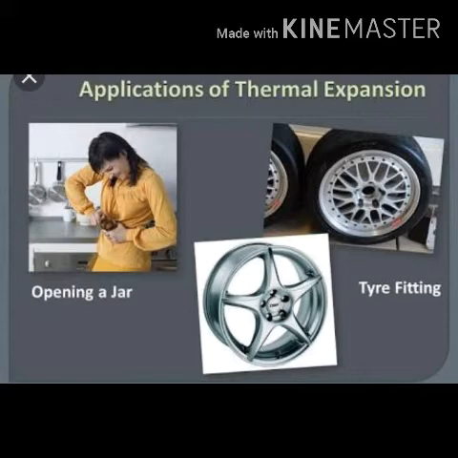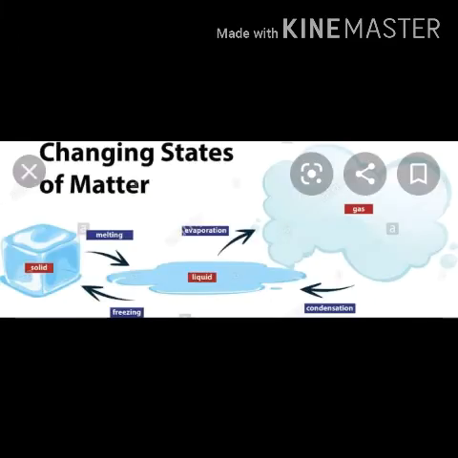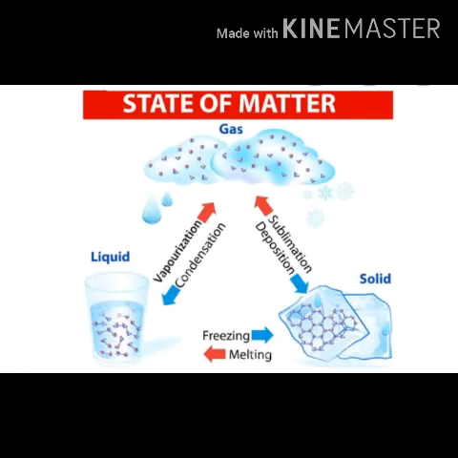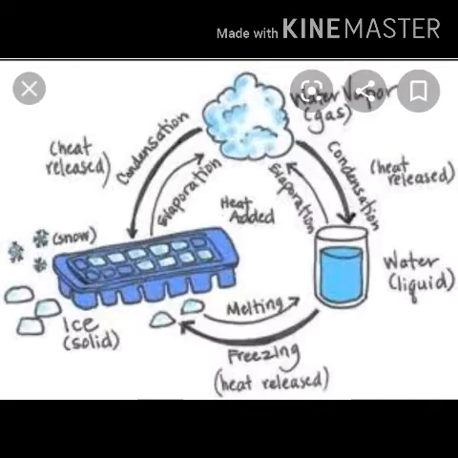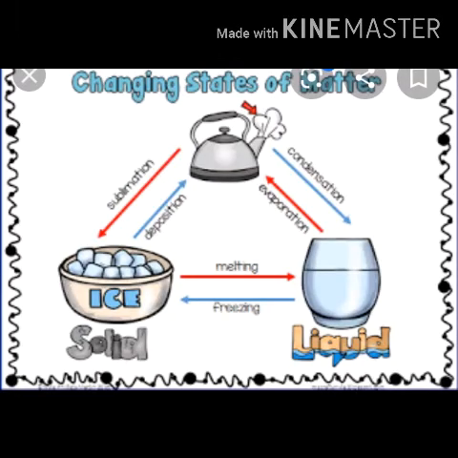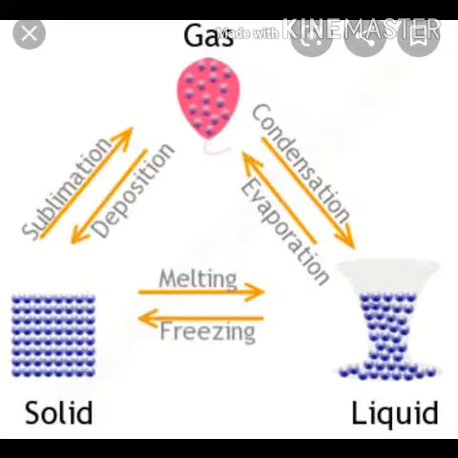Now let's move on to another topic, which is known as the changes of states of matter. It is possible to change the state of a substance, and there are some processes for this. First is melting. The state of a substance depends on the arrangement of its molecules, that is, whether the molecules are closely packed or loosely packed.